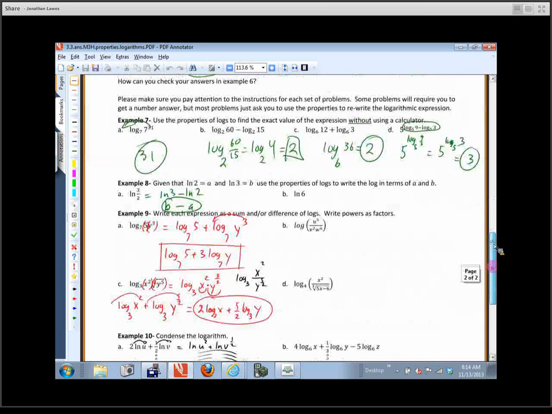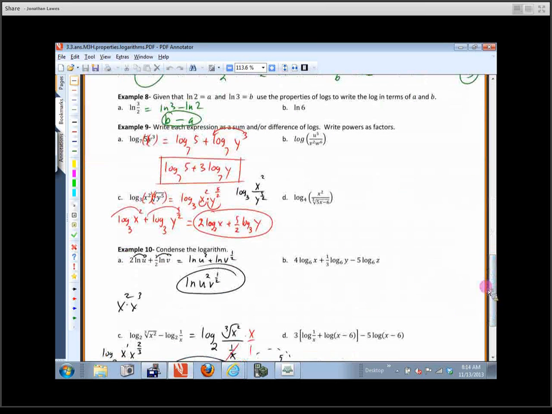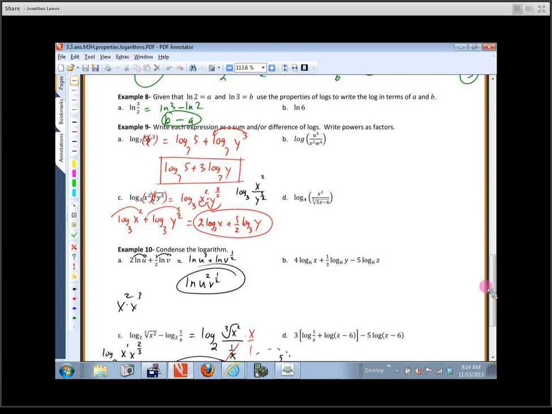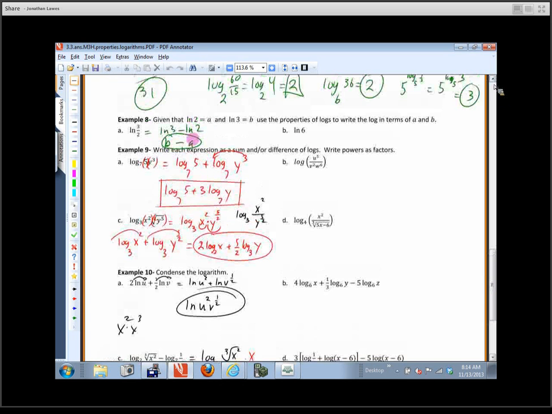So I pointed out that on a lot of these problems, what we're going to be doing is just manipulating these a little bit. We're going to be using these properties to rewrite an expression. So we're not really going to get a number answer. Okay? We're going to get a new funny-looking expression in most of these problems. So let's go back and take a look at the second part of example 8.